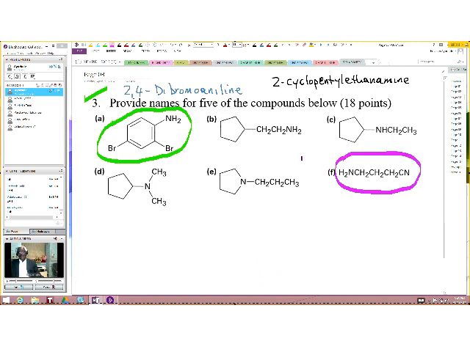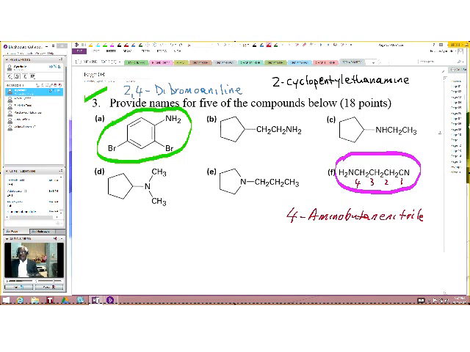In the case of F, since you have another functional group here, which is a nitrile, the amine group has got to become a substituent. This is an amino group. So if we are going to name this as a nitrile, this will be carbon 1, carbon 2, 3, 4. So what will be the name of this here? 4-aminobutanenitrile. Excellent. 4-aminobutanenitrile, one word. Okay, so now we have completed number 3.